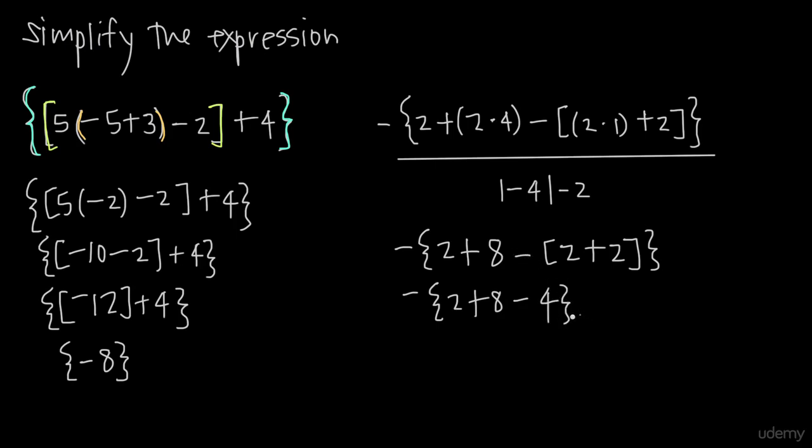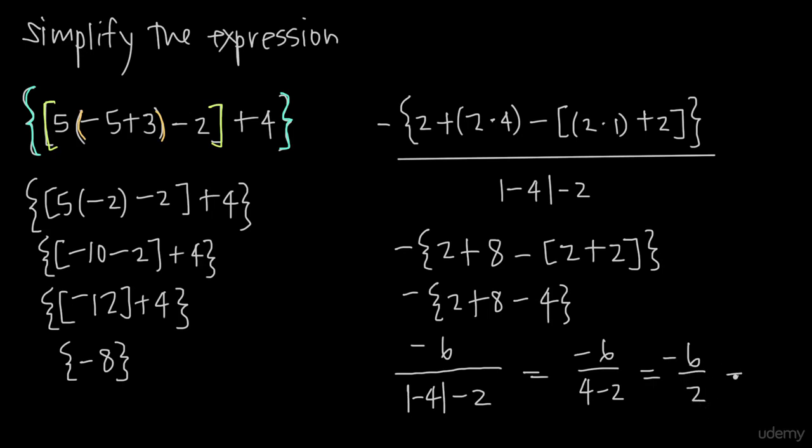So now we're just everything inside of braces. And when we do our addition and subtraction, 2 plus 8 is 10. 10 minus 4 is 6, and we have this negative sign out in front, so we get -6. Now if we bring our denominator back into play, we have -6 divided by absolute value of -4 minus 2. So absolute value of -4, how far is -4 away from the origin? Well, it's 4 units away from the origin, so the absolute value of -4 is 4. So we end up with -6 over 4 minus 2. 4 minus 2 is 2, so we end up with -6 over +2. -6 over +2 is a -3, so -3 is our final answer.